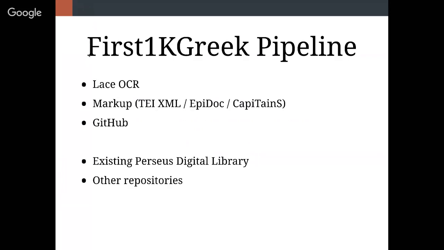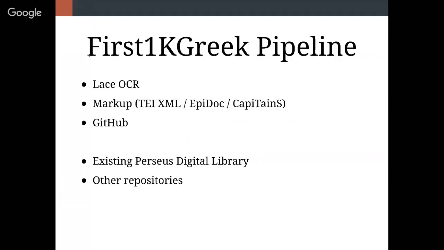I want to talk a little bit about the pipeline for getting texts into the reader. This pipeline is particular to the First 1,000 Years of Greek project, which is part of the Open Greek and Latin project, although this pipeline applies to other things too. Parts of it are being applied for existing works in the Perseus Digital Library, and parts of this pipeline are relevant if you want to make your own texts in a suitable format for display in the Scaife Viewer.